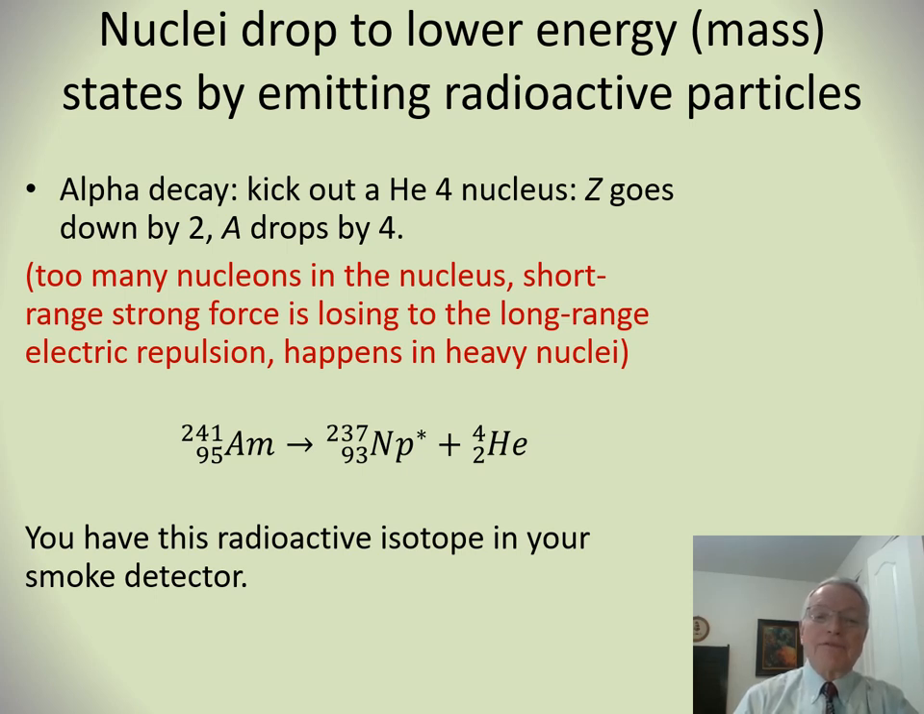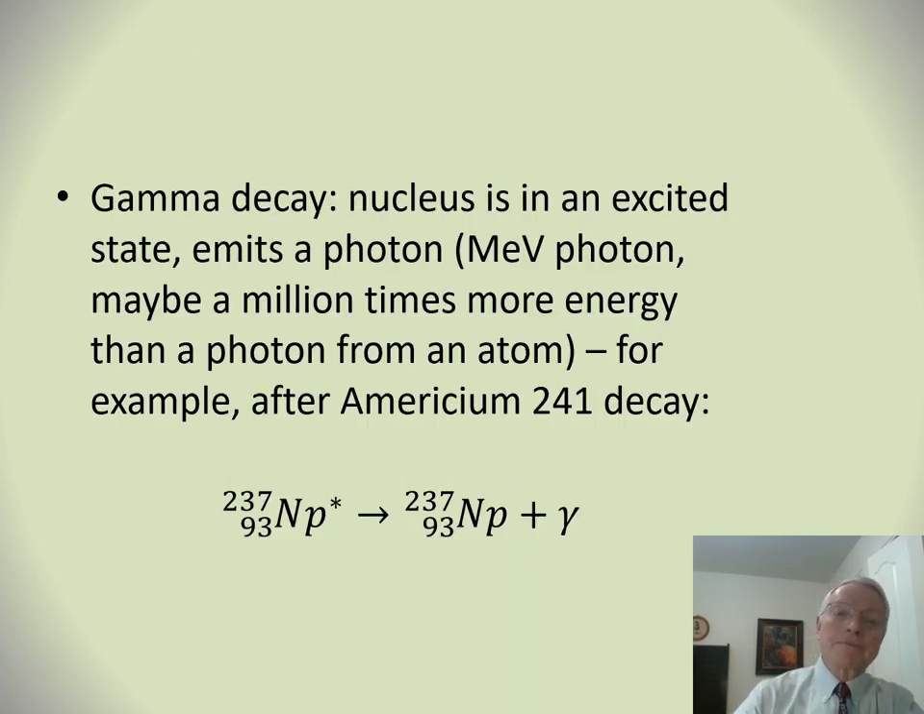It kicks out an alpha particle to become neptunium-237. You'll notice that the Z went down by 2 from 95 to 93. The A went down from 241 to 237, down by 4. And the helium nucleus comes out. You have this radioactive isotope almost certainly in your smoke detector in your apartment or in your house.